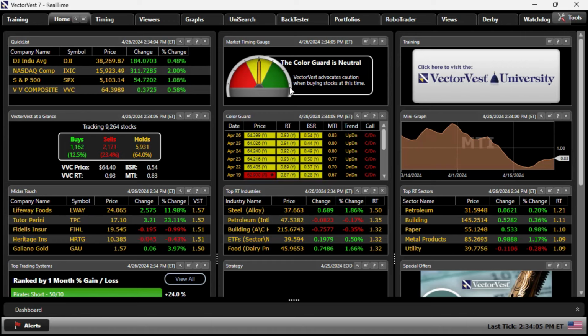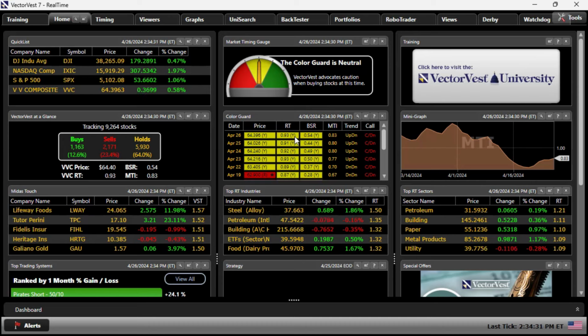Whether it's the Color Guard or the Daily Color Guard report, we give you the guidance. VectorVest advocates caution when buying at this time. A lot of people will sit back and say, the market's going up today, so what should I do? Well, if you're a little bit more aggressive, you take what the market gives you. Today, the market is moving up. But what's the primary color again? Yellow.